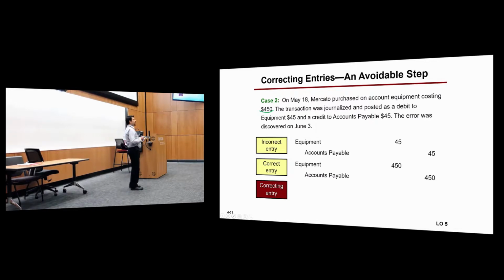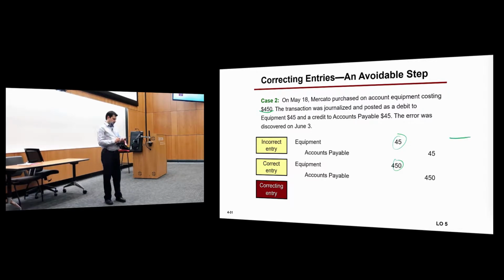That's easy. How do you get from this one to this one? Yes? You would take the difference of the amounts, so in this case 450 minus 45, and then you would write it in the correcting entry. Exactly. So what Imran says is that you look at the difference between the two, and you debit it to the debit account, you credit it to the credit account.